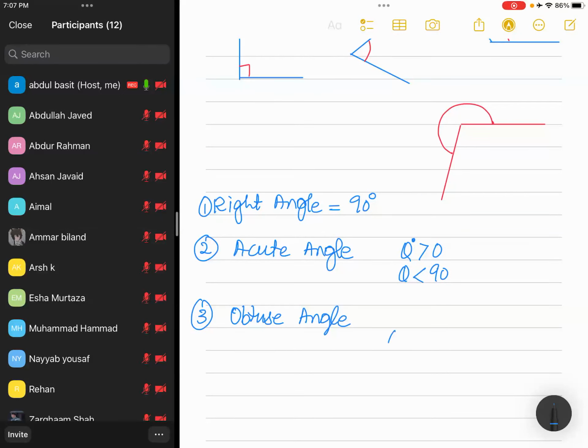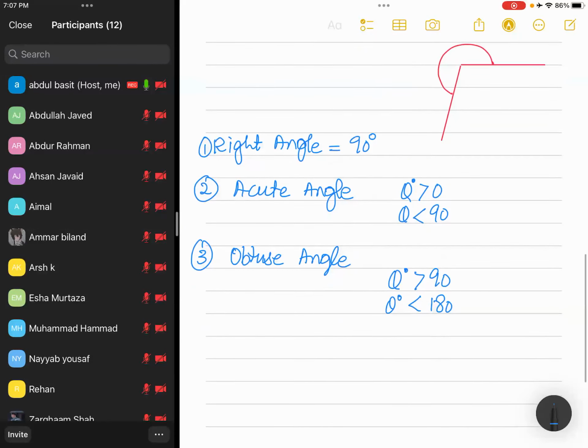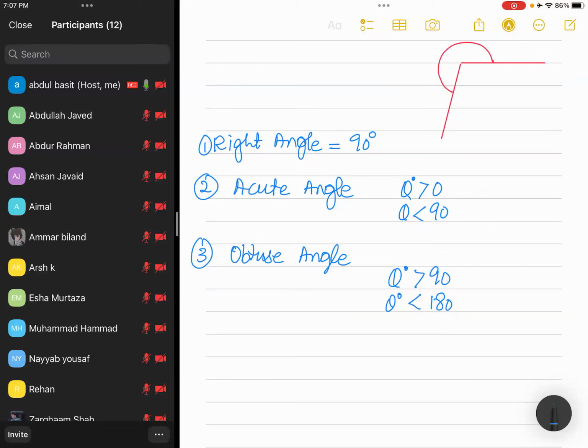Third angle is obtuse angle. ऑब्ट्यूज एंगल कहते हैं कि जब आपका एंगल जो है थीटा जो है वो बड़ा हो 90 से, बट एट द सेम टाइम आपका थीटा जो है वो 180 से छोटा भी हो, तो उसको ऑब्ट्यूज कहते हैं. मतलब 91 से लेके 179 तक हो सकते हैं, 179.9 तक, ठीक है. And the fourth angle is reflex angle. Reflex angle is when your theta is greater than 180 degrees and at the same time your theta must be less than 360. So that angle is called as reflex angle. इनको reflex angle कहा जाता है, ठीक है.